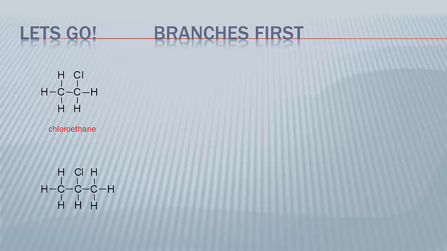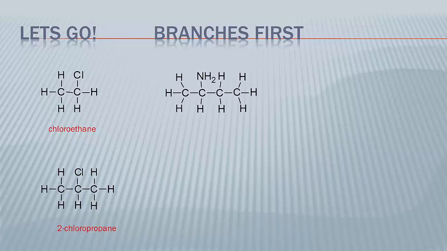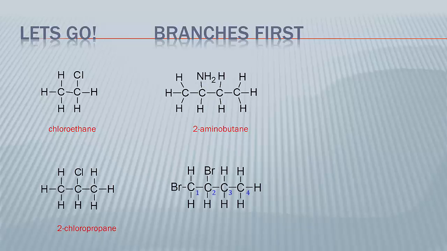This molecule has a parent chain that is 3 carbons long with carbon-carbon single bonds. So the basis of this molecule is propane. We have a chlorine group on the second carbon from the end, so this molecule is 2-chloropropane. Our next molecule has a parent chain of 4 carbons with carbon-carbon single bonds, so the basis of this molecule is butane. The NH2 is an amino group and it is on the second carbon from the end, so this molecule is 2-aminobutane.